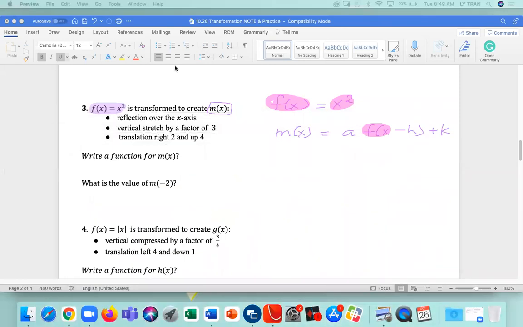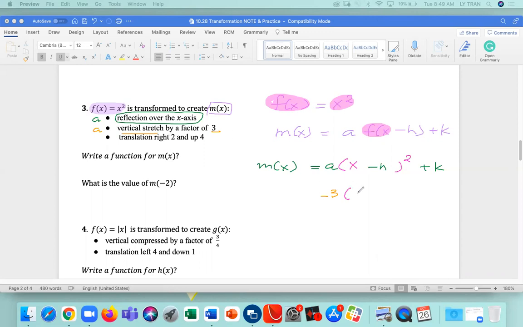So all I'm going to do right now is put in the formulas again. This is x squared, right? We did that earlier. I put the letter a in the front, h in the middle, k in the back. Now that I know my formula, this is going to be my m of x. And my job now is to plug in what I know. They said reflection over the x-axis. Reflection means a. So right now on a, I'm going to have a negative. Vertical stretch by a factor of 3 is also a, so I put it in the front. Everything's still the same, okay? I have not done anything differently.